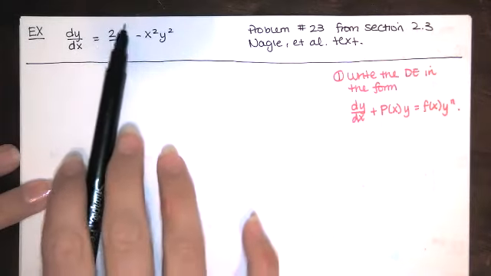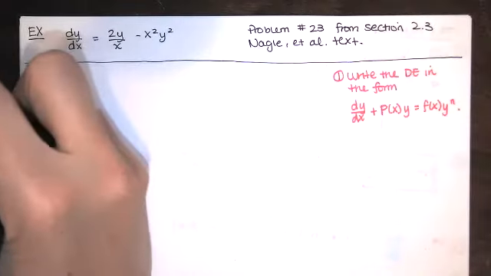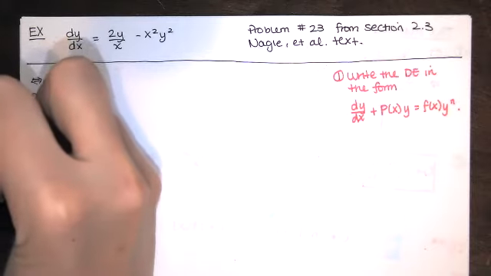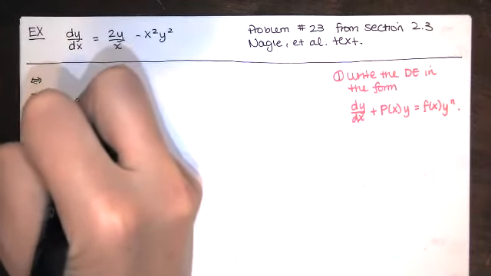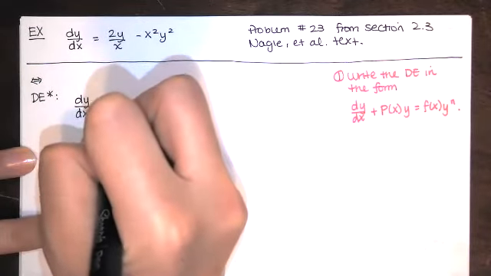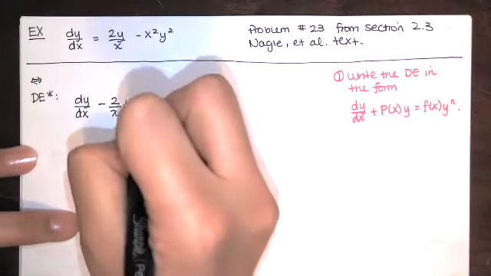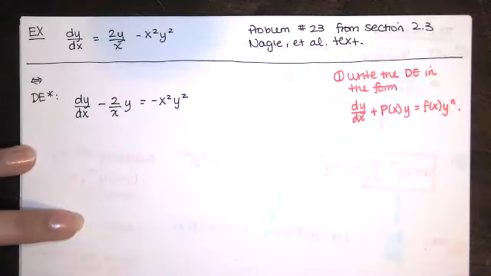Well, in order to do that, I'll just subtract this guy from both sides. And I will call this DE star just to have a label for it. So I've got a function of x, and I'm factoring off that y, so it looks more like that. And this equals negative x squared times y squared. And that has the right form.